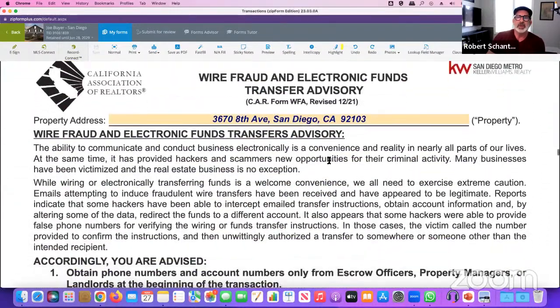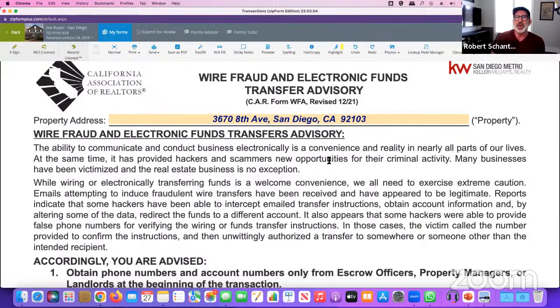And then the wire fraud, this is the most significant form that you should actually spend a little time on when you are presenting this to your mostly prospective buyers, because the buyers are going to be the ones when they get into escrow who are going to wire their funds electronically to escrow.